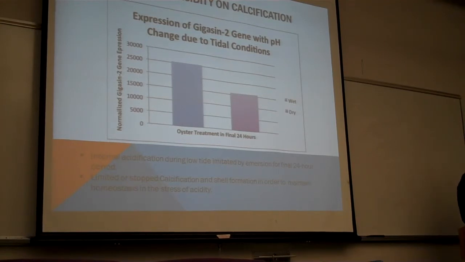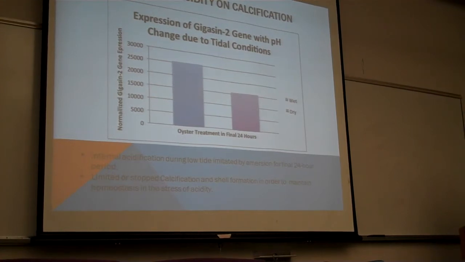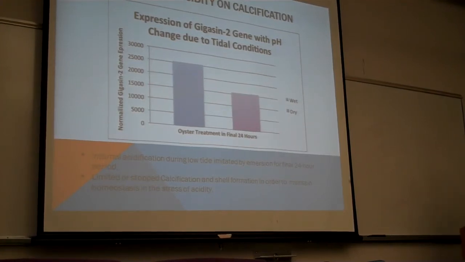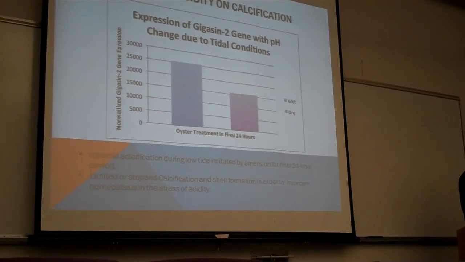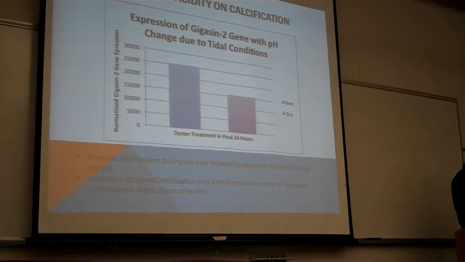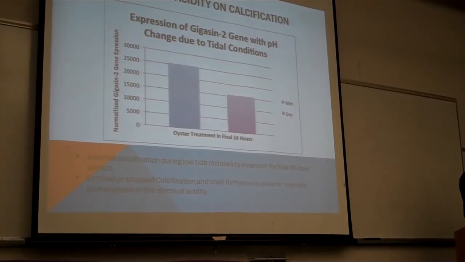Okay, so I looked at how the acidic conditions of dry versus wet affected calcification. And to do this, I measured the gene expression of digoxin-2, which is used in calcification and shell formation. As we can see, I used the same two groups that Morgan did, with the wet as the control and dry as the treatment group. And since they build up the CO2, it stresses them. And as we can see, the expression in the dry group was less than that in the wet, which was as expected, because studies show that over time, when an oyster is in acidic conditions, it tries to maintain an internal pH by slowing the metabolic rate and also the rate of calcification. And so it slows the expression of this gene.